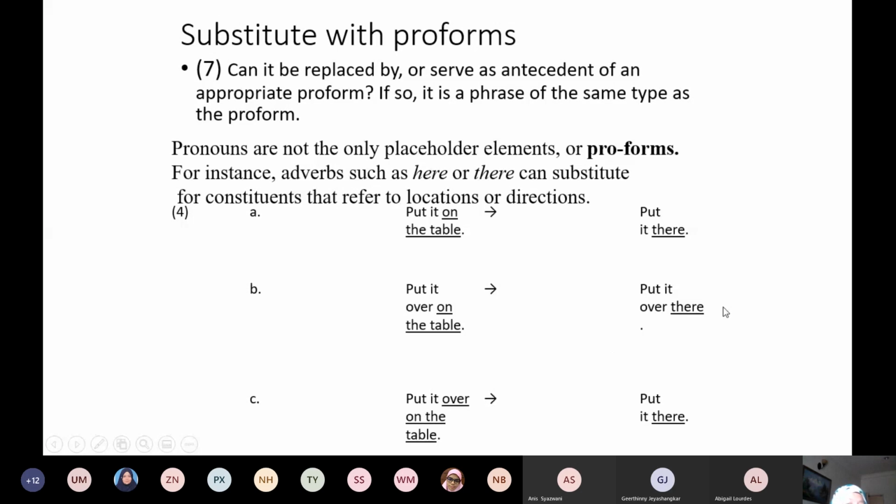Like most of you seem to still remember, you can substitute with proforms. So you can say put it on the table. You can replace it with put it there. So there is replacing on the table.